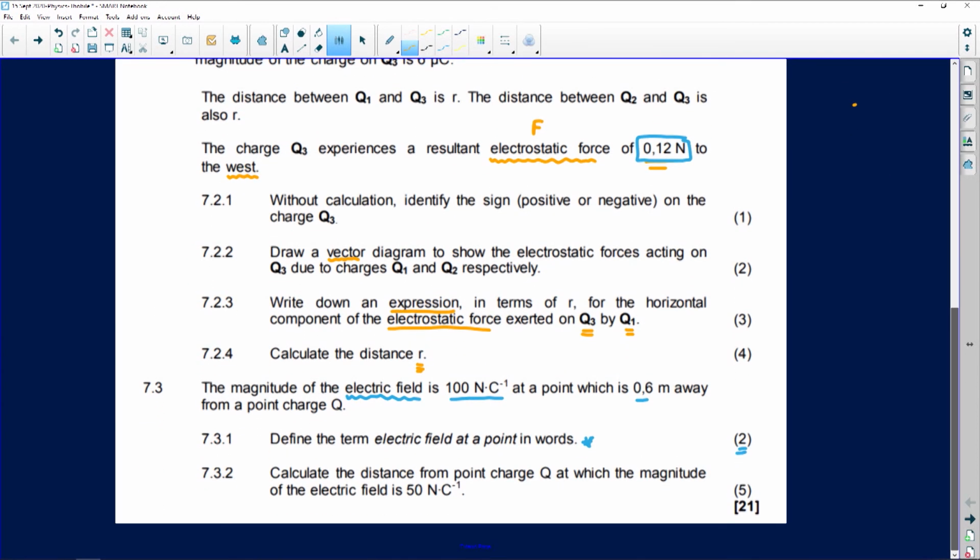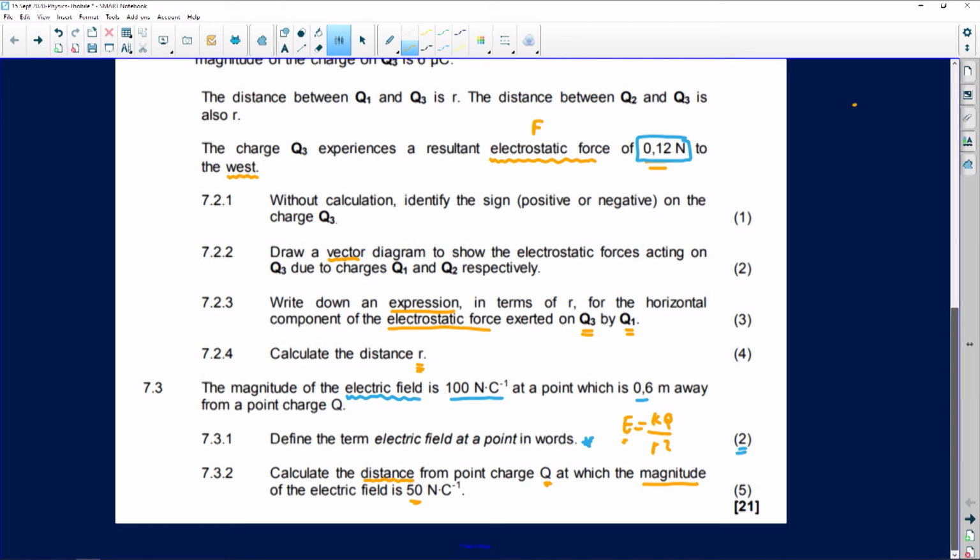So the question says, calculate the distance from point charge Q at which the magnitude of this electric field is 50 nC to the -1. So already I know that when we talk about electric field, my formula is E is equal to kQ over r squared. They want me to calculate the distance where the magnitude, remember that's just size, of the electric field is 50. So they've given us this one, they want the distance, but I don't know the charge.